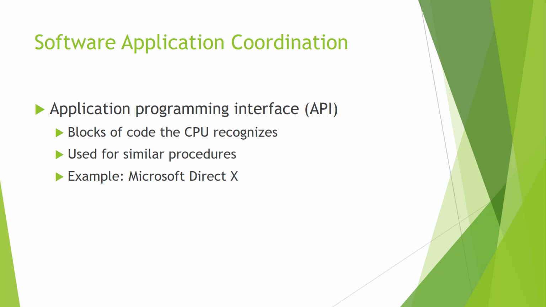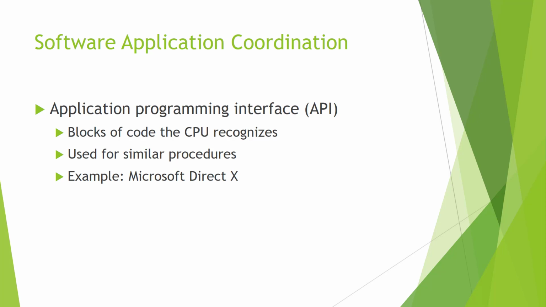Now, drivers are a way to interact with hardware. APIs, or Application Program Interfaces, are ways to interact with software. Now, these are traditionally used by computer programmers. They're not going to be used by the average Joe. All right. APIs, or Application Program Interfaces, are blocks of code that the computer recognizes. And what this allows us to do is to reuse the same section of code multiple times. So instead of having the same blocks of code for similar procedures in each program, the OS includes the blocks of code and allows the software to then access it.